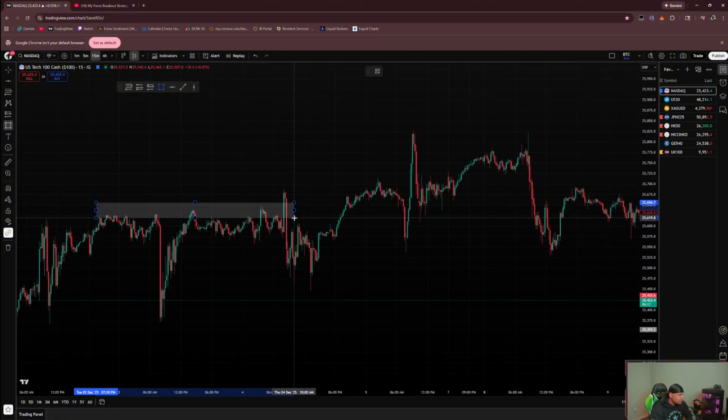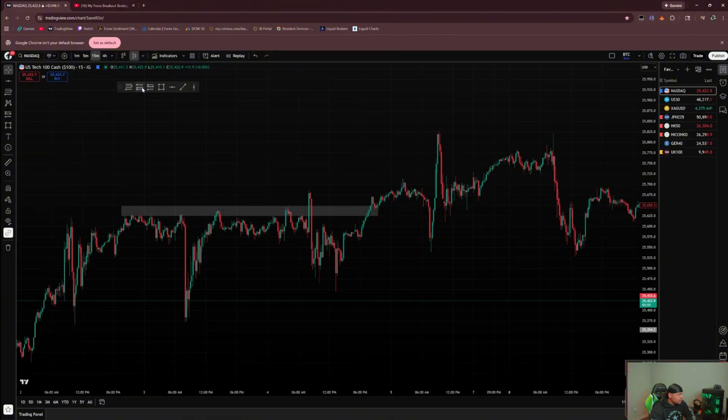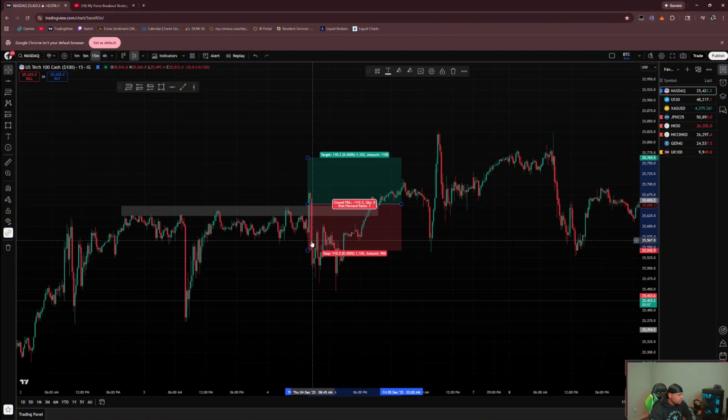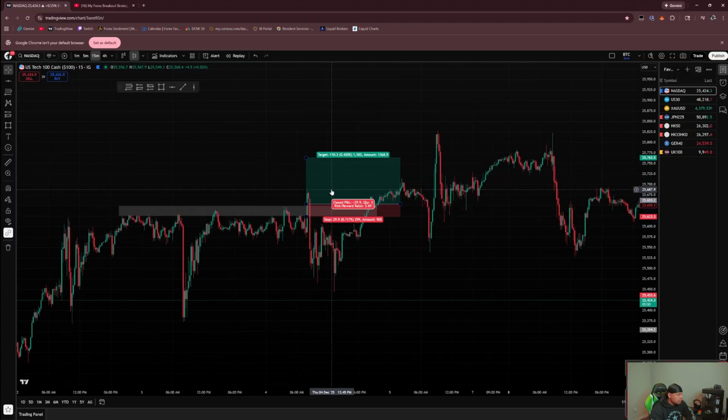I see a zone here. So with this zone, we get a break of the zone. That was a strong candle. I actually entered a long position, had a nice tight stop loss there. And I targeted a 1 to 2 because I didn't see anything to the left.